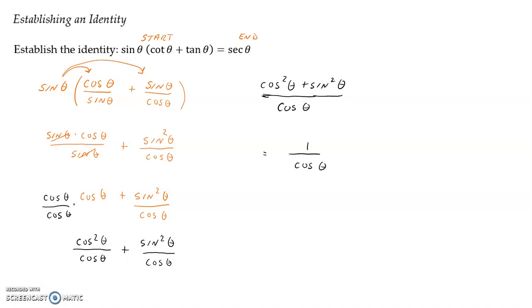So I'm going to get 1 over cosine theta, and I can rewrite this as secant of theta, which is where I wanted to end based on the problem that we started with. So we have proved this identity, right? We proved that the left side, which is where we started, equals the right side.